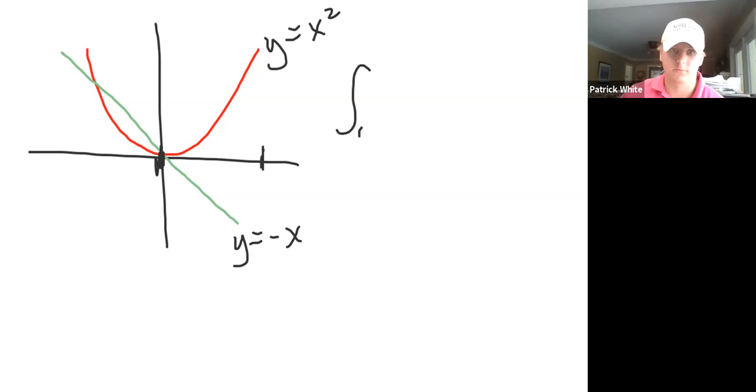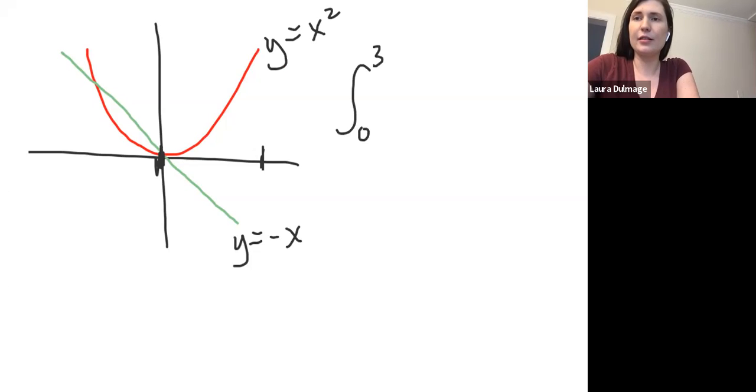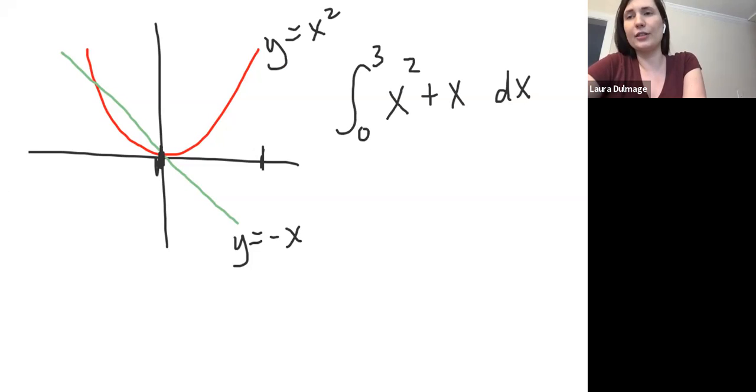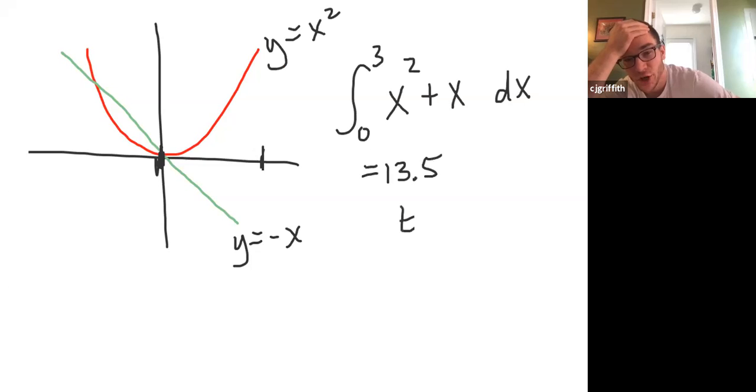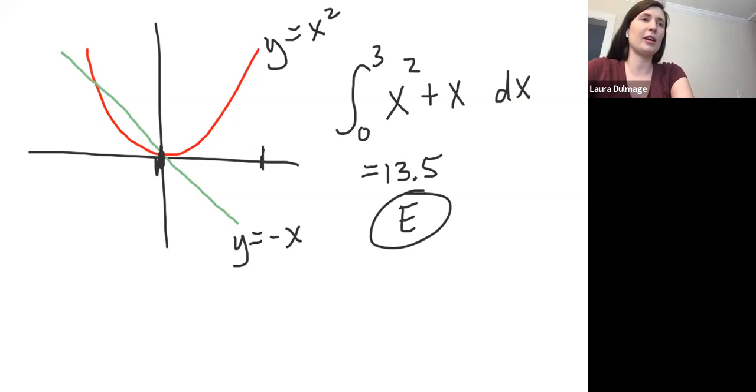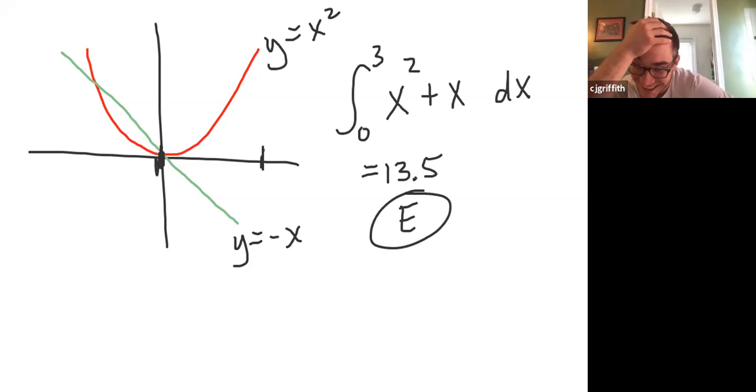Okay, so we should have the integral from 0 to 3 of x squared minus negative x dx. It didn't say calculator or non-calculator active, so you can totally use a calculator. You end up getting 13.5. All right, go ahead and try the second one.